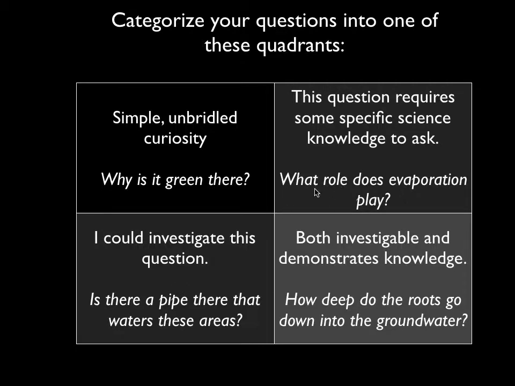But let's look at a different question. What role does evaporation play? Well, this student has some sense about the water cycle and realizes that the water cycle might be important, and they've got some specific science knowledge that they are using to ask this question. But is this something that we can directly test out? It's kind of a vague question. We could probably refine that so that we could make it something that was investigatable. But simply saying what role does evaporation play is a little bit vague. It's much like saying, why is it green there? Is it evaporation? And it's not really productive enough.